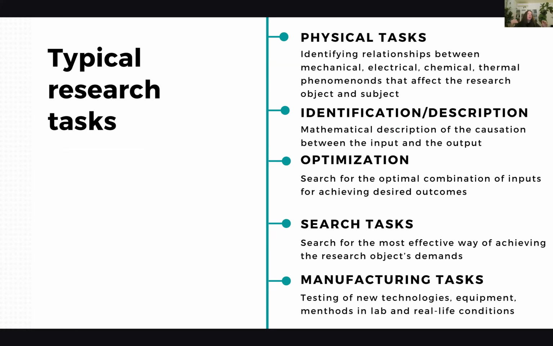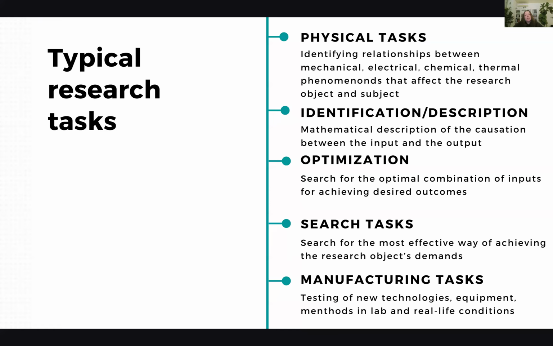For example, the relationship between pouring speed and casting quality, or the relationship between pouring temperature and the viscosity of the alloy. So those would be identification or description tasks where you find that relationship and represent it either in numbers or visually on a graph.